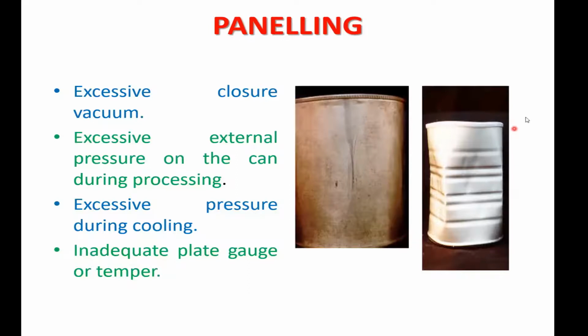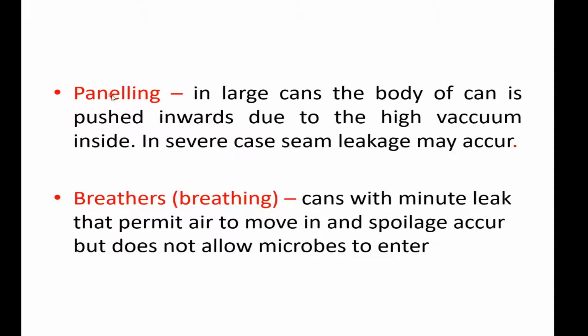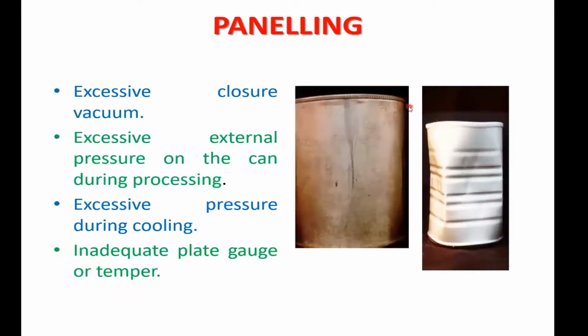When the external pressure is more, it will give a paneling like this. The normal can will be straight, but here we can see a bending taking place, because there is excessive edge space here. So vacuum is more. This is called paneling. You can see paneling in large cans. The body of the can is pushed inwards due to high vacuum inside. In severe cases, seam leakage may occur. You know what seaming is? The joining of the two ends of the can, it may leak also. So this is called paneling.